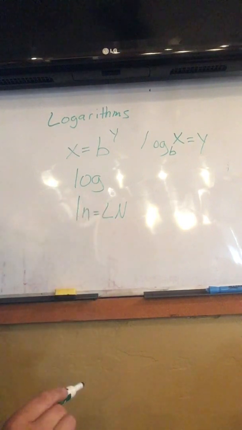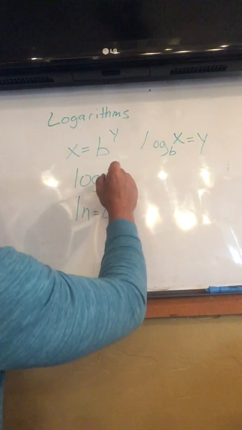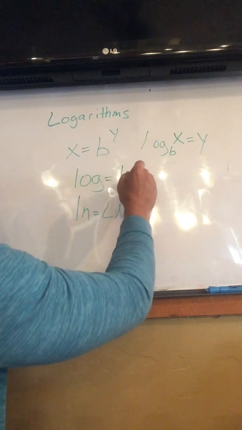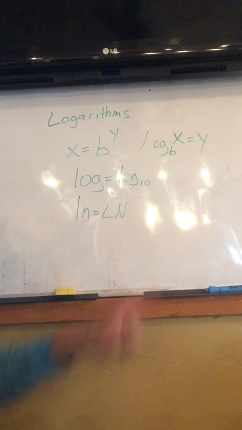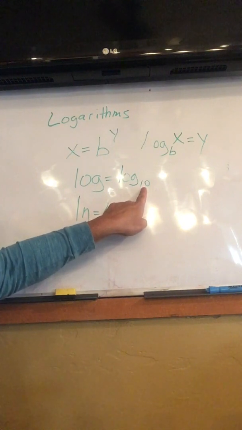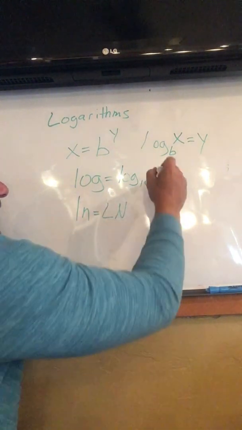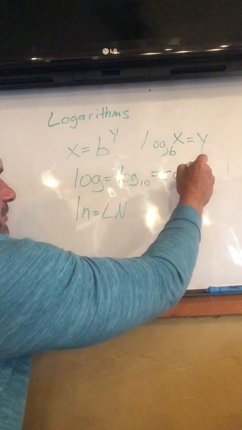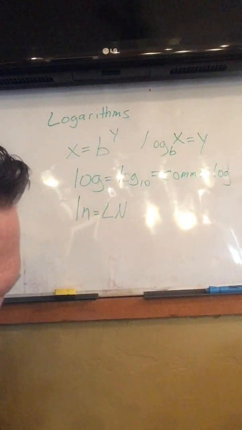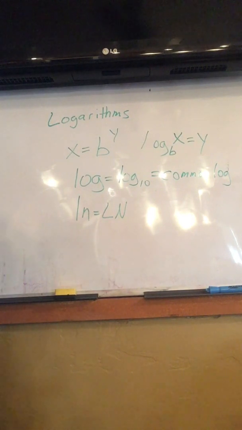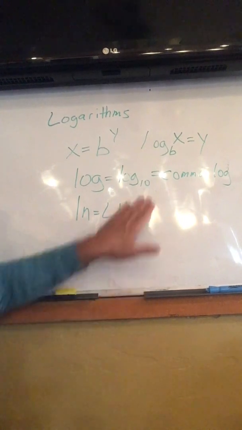But this log is a specific base. This is log base 10 only. So you can use your calculator for some of these problems, but the only criterion is that it has to be base 10. Okay, and that's called the common log. The common log is what it sounds like. It's the most common logarithm, and it's base 10.